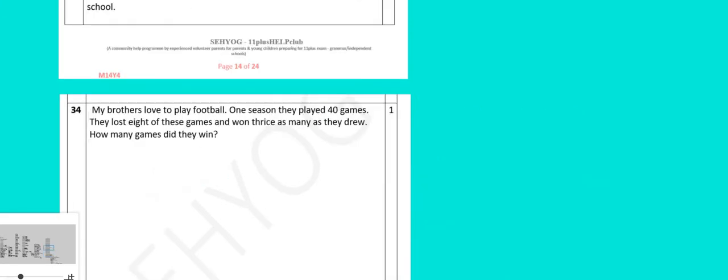Looking at our next question, that is sum number 34. My brothers love to play football. One season they played 40 games. They lost 8 of these games and won as many as they drew. How many games did they win? So 40 games were played by them. They lost 8 of these games and won as many as they drew. Let the games that they drew be x.